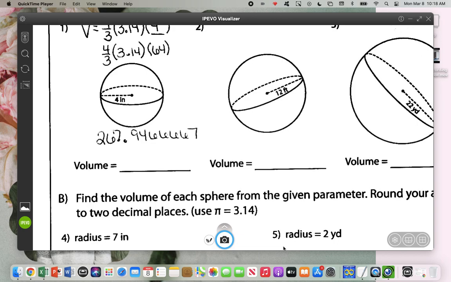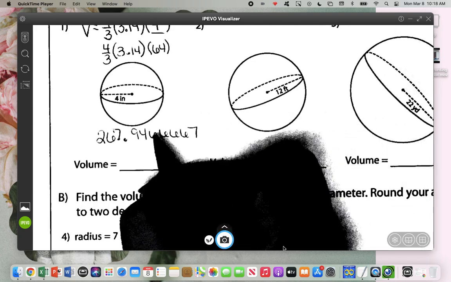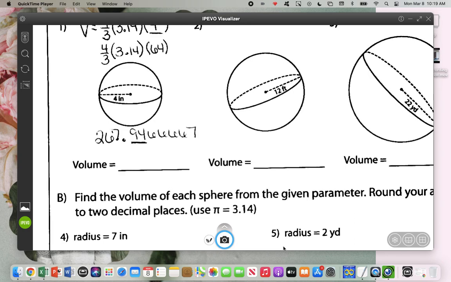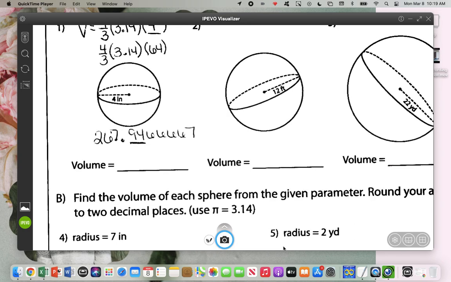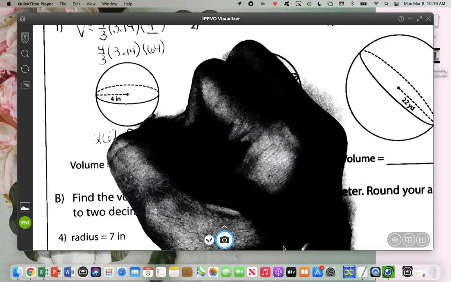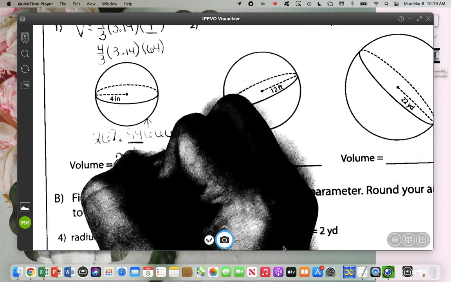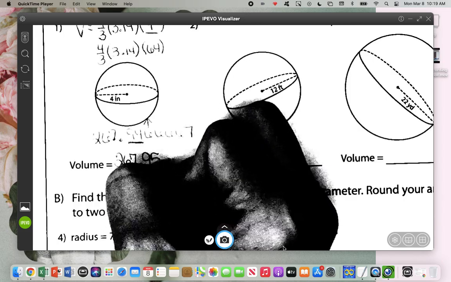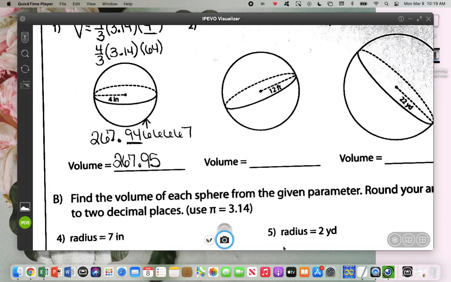So we are rounding to 2 places. So we want 2 places after the decimal. So right now it's 94. But we have to look at the next number. Does a 6 tell us to keep it at 94 or round up to 95? All right, a 6 tells us to round up. So we are going to write 267.95. Now we can't forget our labels.